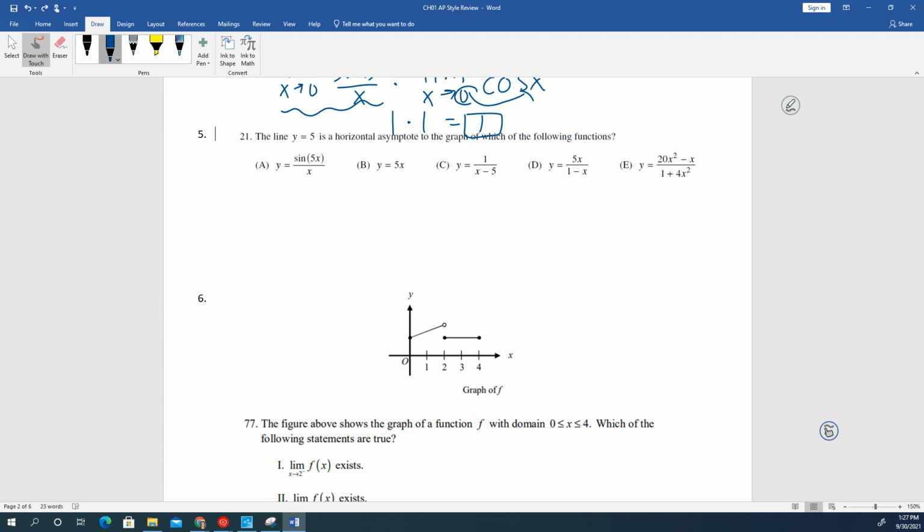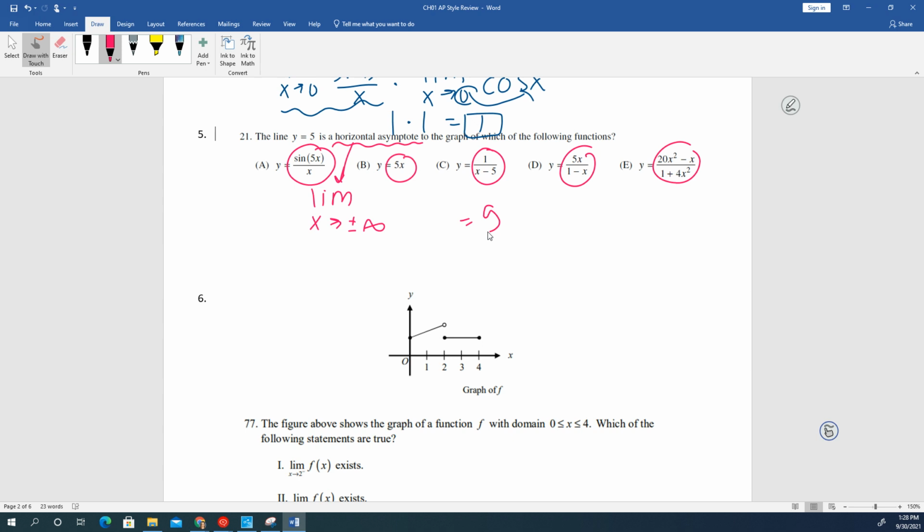Horizontal asymptote. We find those by taking the limit as x approaches positive or negative infinity. We're looking for our end behavior of our function, right? So I'm trying to think which of these functions, when I take the limit as x approaches positive or negative infinity, am I going to get a limit of 5? And again, I know my calculator here, so I can't just graph these and look which one has a horizontal asymptote. That'd be way too easy.